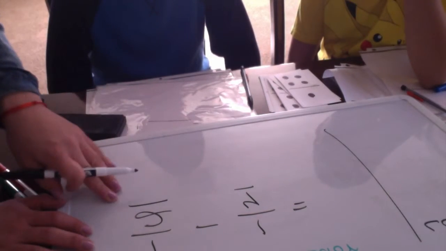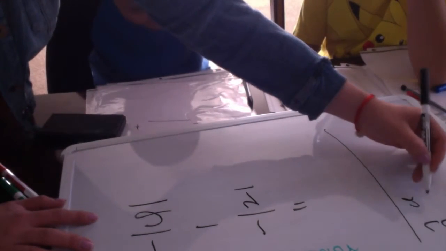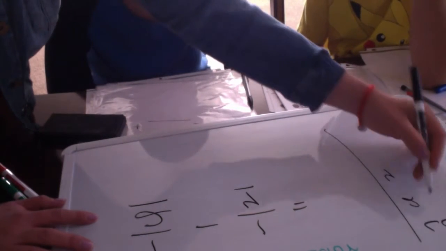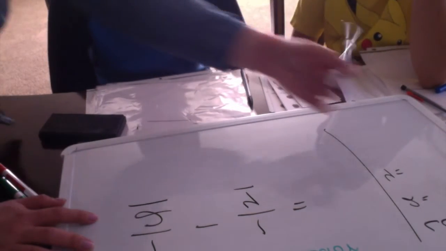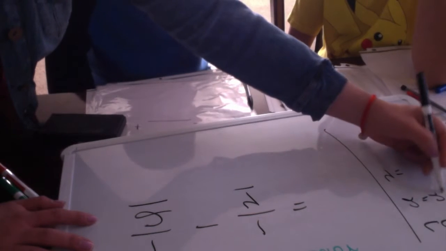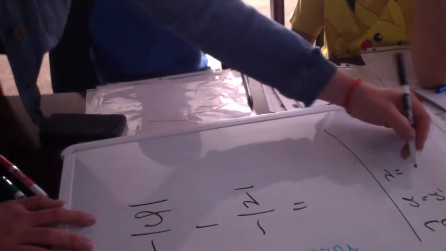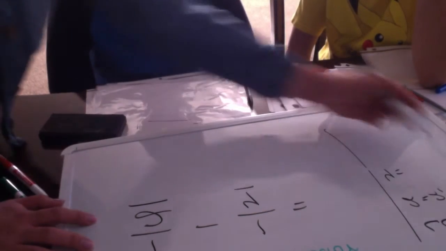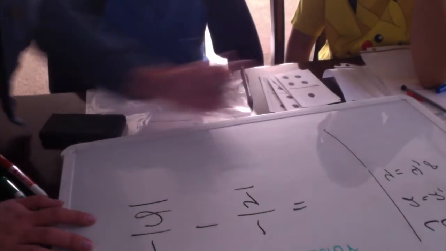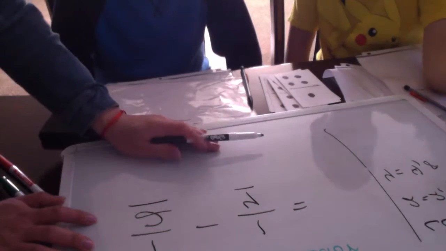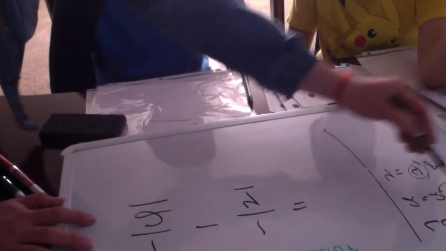Since my denominators here are 2 and 4, we need to find the multiples of 2 and 4. Okay. So, Ricardo, can you help me with the multiples of 2? 2, 4, 6, 8, 10. Okay. And for 4: 4, 8. So, what's the first number that's the same? 4. 4 is my least common denominator.